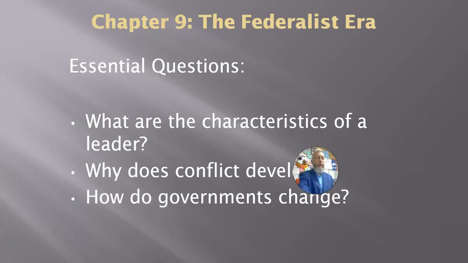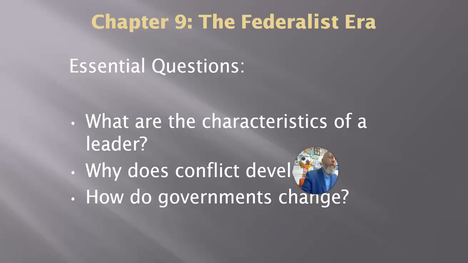Let's get into our new chapter, Chapter 9, the Federalist Era. And there you see the essential questions. What are the characteristics of a leader? We're going to compare some of those to George Washington. Just spoiler alert, he was chosen to be the very first president of our United States. Why does conflict develop? We're going to talk about that, which we have in the past as well. How do governments change? That's another thing we're going to talk about.